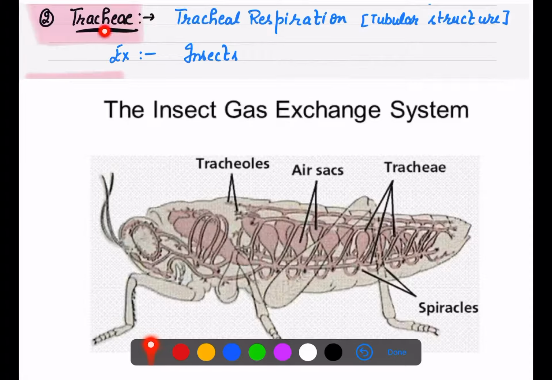Next is the tracheae. Tracheal respiration is where respiration happens through tracheae, especially in insects. It is a tubular structure, a network of tubes. These are the primary tracheae, and these are the secondary and tertiary tracheoles. That is why this is called tracheal respiration, and it is a speciality of insects, where it is very easily seen.